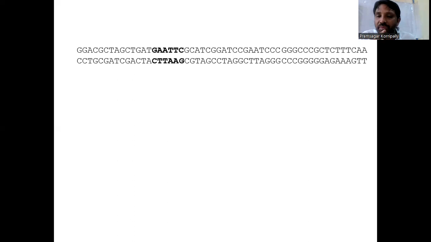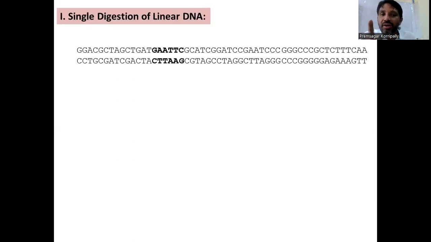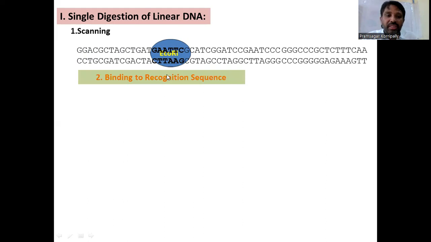The same thing is depicted here. You can see single digestion of linear DNA molecule. Scanning. So the EcoRV enzyme will scan for its restriction site. Once it identifies its restriction site in the given DNA molecule, it binds to it. The second step is binding to the recognition sequence. Then the third step is cleavage.